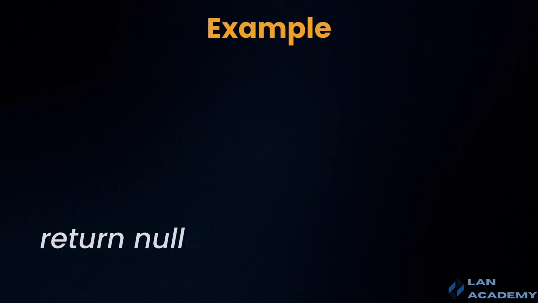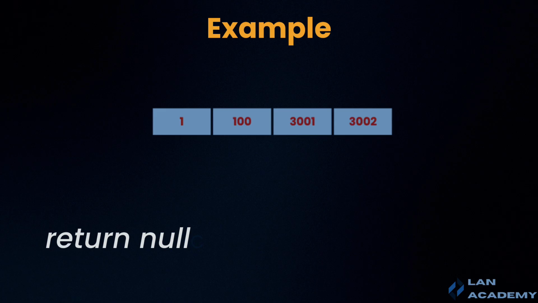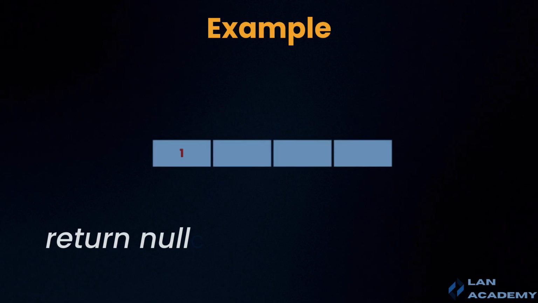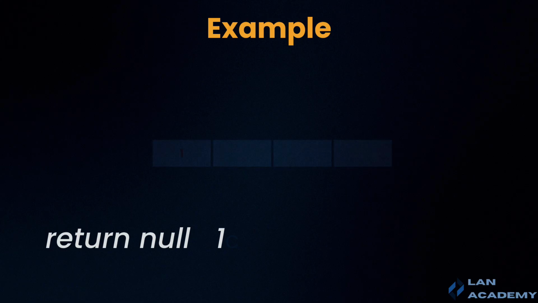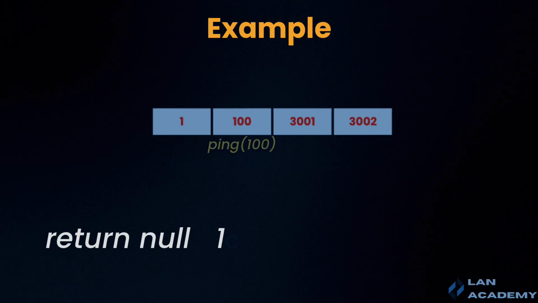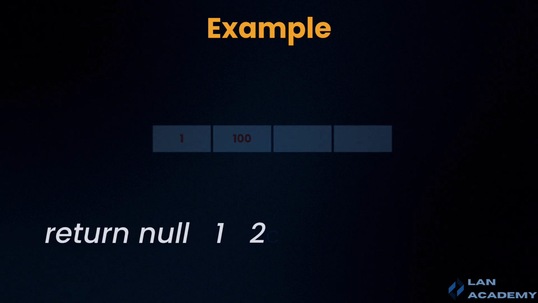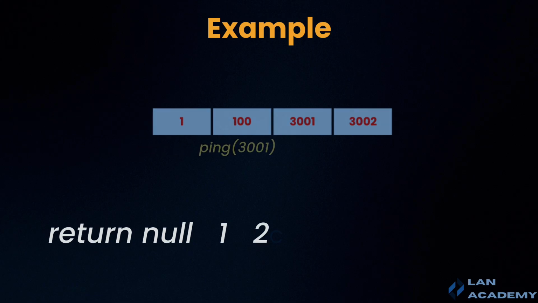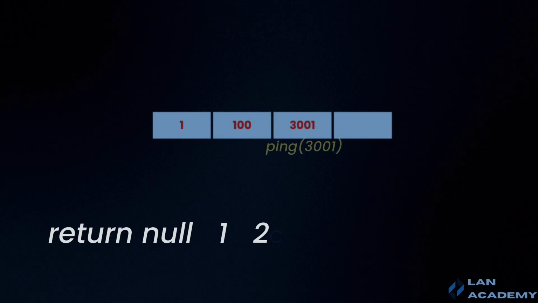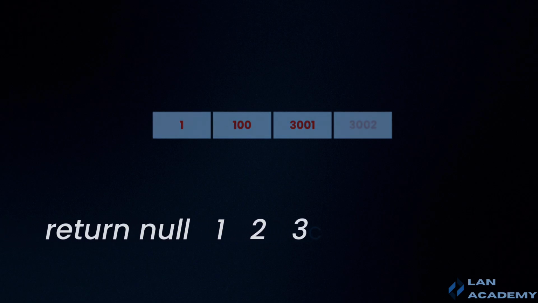For example, consider a sequence of requests with timestamps 1, 100, 3001, and 3002. Initially, when ping of 1 is called, the queue simply contains 1, and since there are no outdated requests to remove, the function returns 1, indicating that one request falls within the 3000 millisecond window. When ping of 100 is called, the queue becomes 1, 100, and again no requests are outdated, so the function returns 2. When processing ping 3001, the queue is updated to 1, 100, 3001, and all requests are still within the valid window, so the function returns 3.